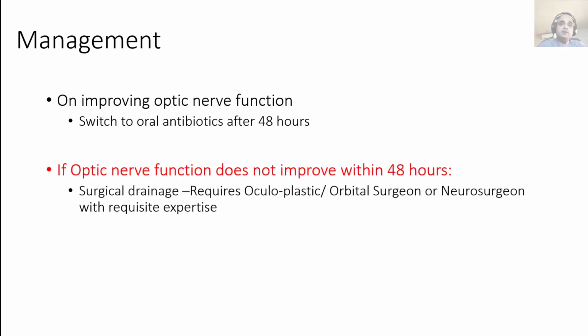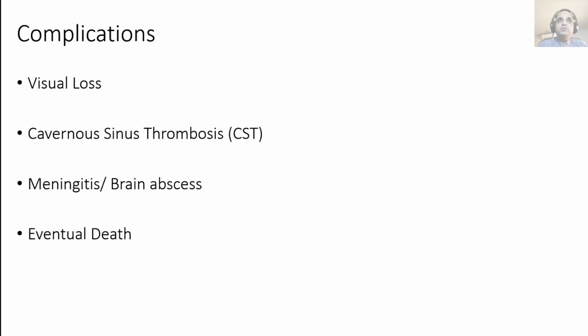If the optic nerve function does not improve within 48 hours, you require surgical drainage of the orbital inflammatory exudate and any abscess if it has formed, and you again require an oculoplastic or an orbital surgeon or a neurosurgeon with requisite experience. The complications of this disease: sight loss, we have talked about this; cavernous sinus thrombosis, we have talked about that; meningitis, brain abscess, and eventual death. We talked about these when we talked about the management and why we need to treat this as an emergency. Thank you very much.